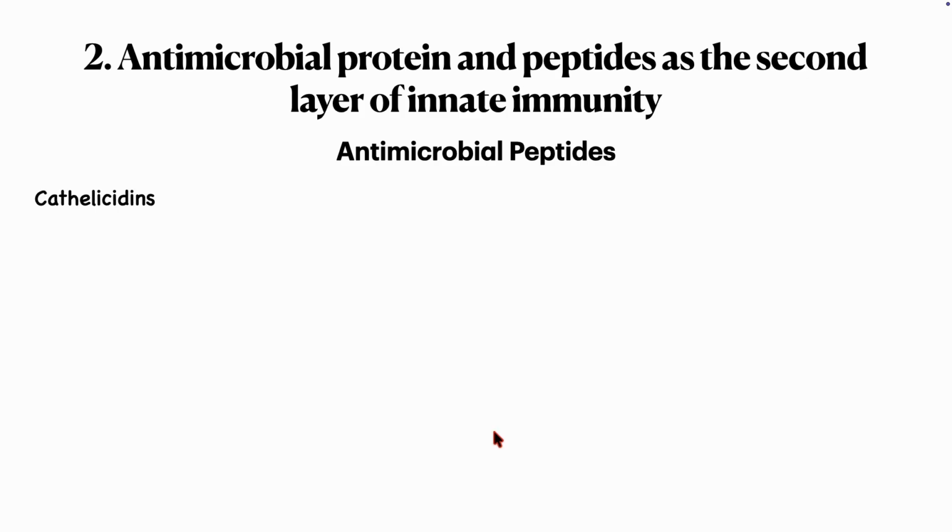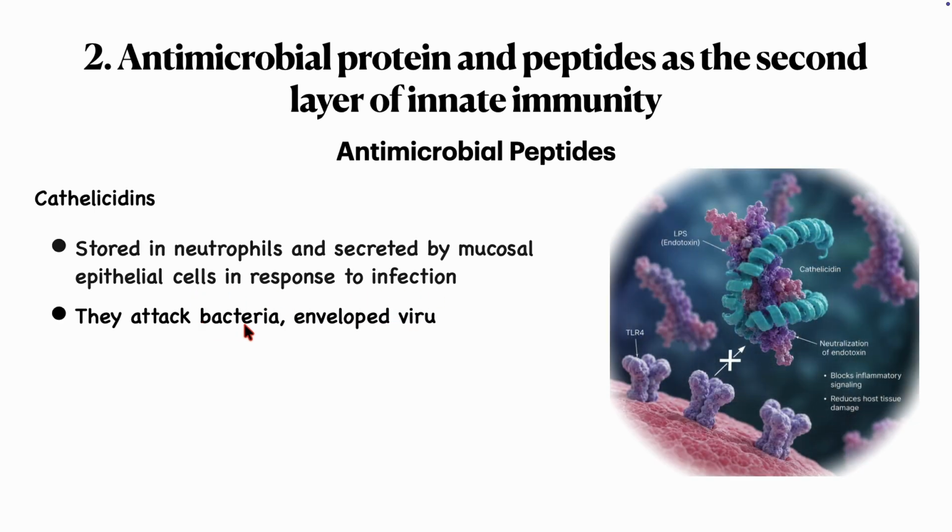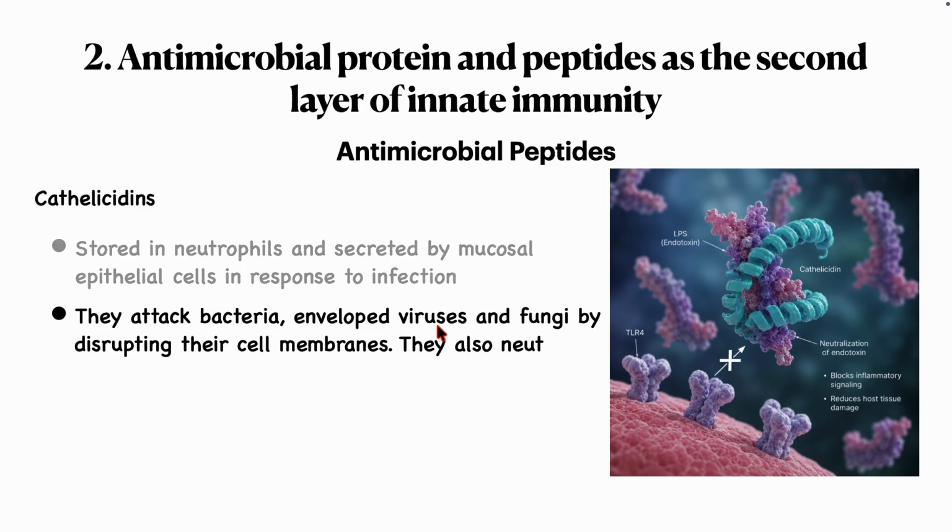Cathelicidins are another antimicrobial peptide that you should know. They are stored in neutrophils and secreted by mucosal epithelial cells in response to infection. They attack bacteria, enveloped viruses, and fungi by disrupting their cell membrane. They also neutralize toxic bacterial endotoxins.